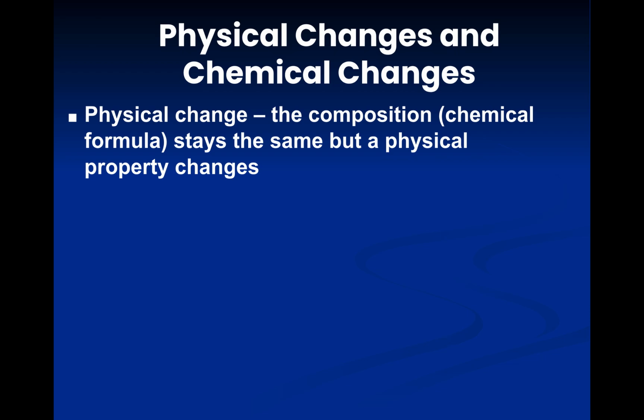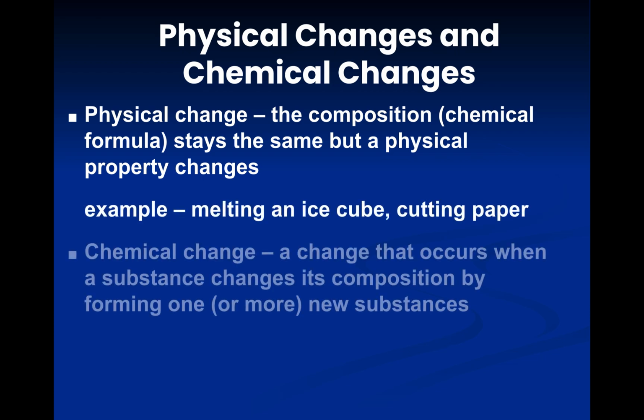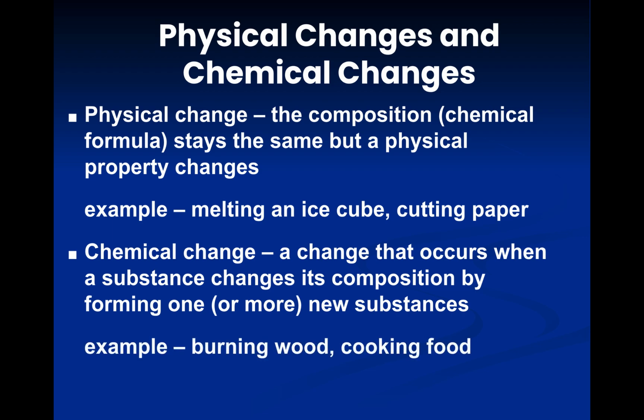So again, if you don't know by now, we're going to just kind of sum it up, the big picture. Physical changes and chemical changes really tie in nicely with the properties we just went over. A physical change is when the chemical formula stays the same, but a physical property changes. We already went over some, like melting. If I have a piece of paper and I cut it in half, well, so what? I have two pieces of paper, but it's still the same chemical formula. It's still paper.